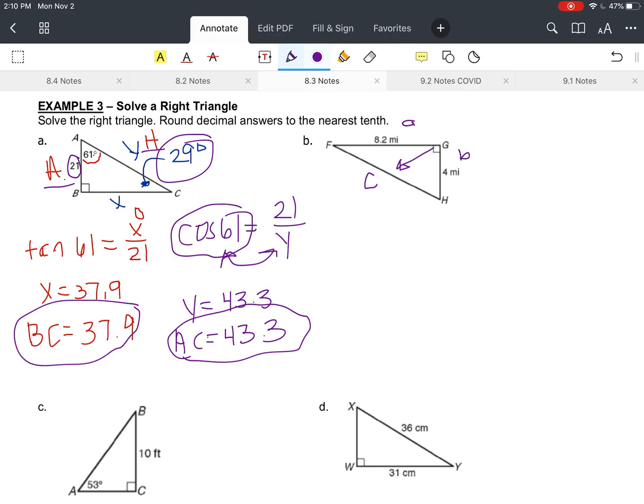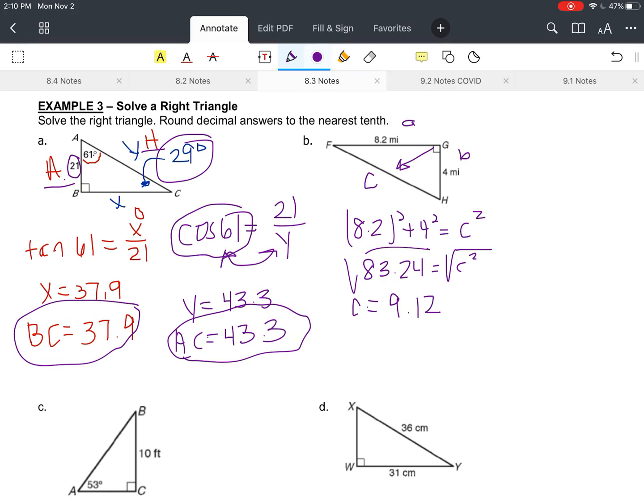Well, we don't actually need to use trig at all here. Remember Pythagorean theorem. I'll call these A and B, and I can say 8.2 squared plus 4 squared equals C squared, FH. Combining on the left here, I'm going to get 83.24 equals C squared. So to find C, I square root both sides, and I get 9.12. Again, I should be specific, that's FH. So FH is 9.12.